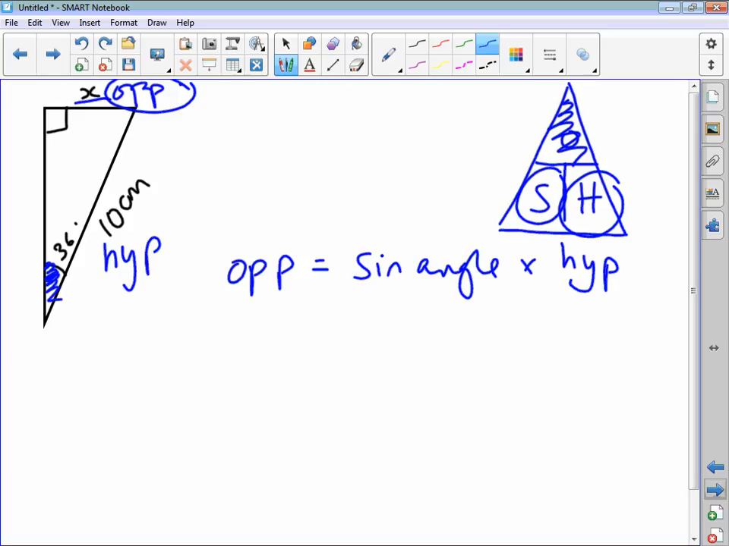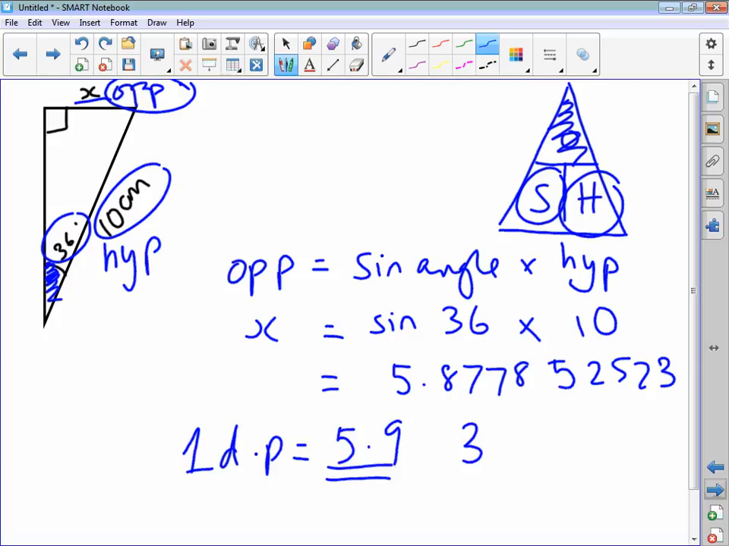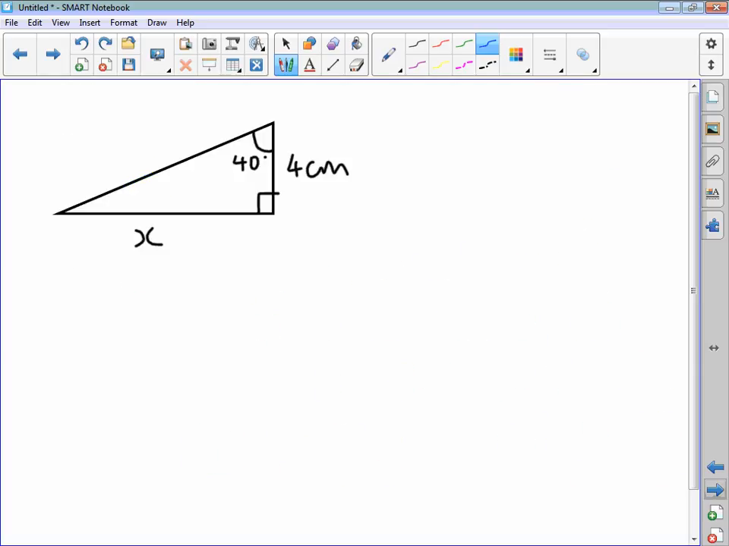The opposite side here is x. The angle is 36, so we write sine of 36 times by the hypotenuse, which is 10. Put that into a calculator, gives us an answer of 5.877852523. Rounding that to one decimal place would give us an answer of 5.9. Rounding that to three significant figures would give us an answer of 5.88. Okay, this is the last example.